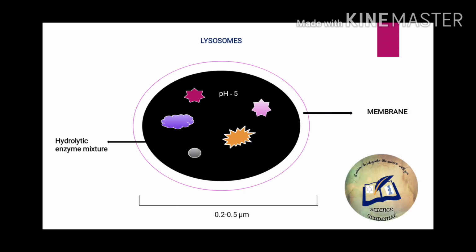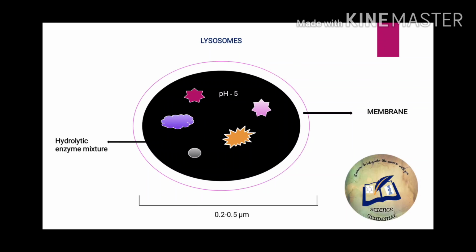This is the diagram of a simple lysosome. Lysosome structures are the simplest ones, mostly spherical. They range in size from 0.2 to 0.5 micrometer, and the internal pH they maintain is highly acidic, approximately pH 4 to 5. They are surrounded by a membrane, and all the hydrolytic enzymes that help in intracellular digestion of different foreign particles or self particles are present within the lysosome, either in active form or in inactive form.